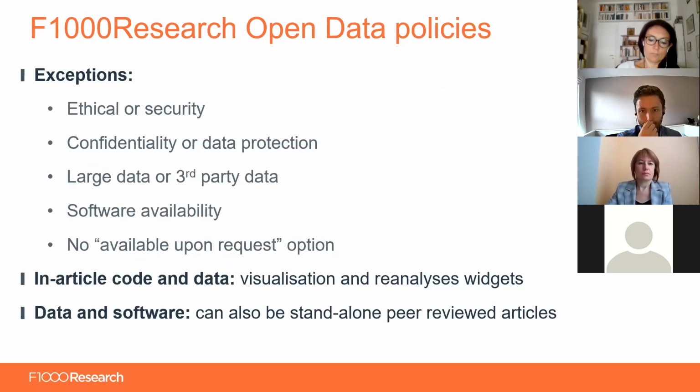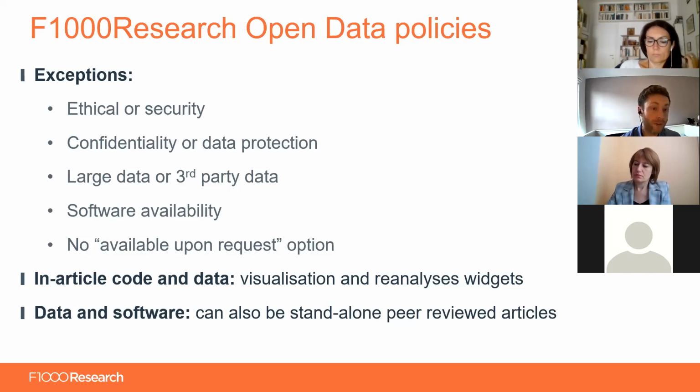So in terms of that, we allow a few scenarios where data might not be available or only available under certain restrictions. And in those instances, details of those restrictions need to be provided within that data availability statement just to be really transparent for readers. So those might include situations such as ethical and security considerations, data protection or confidentiality, very large data or third-party licensed data as well.